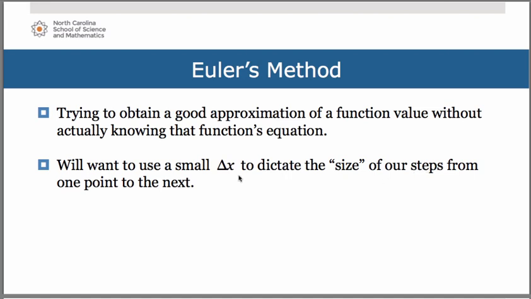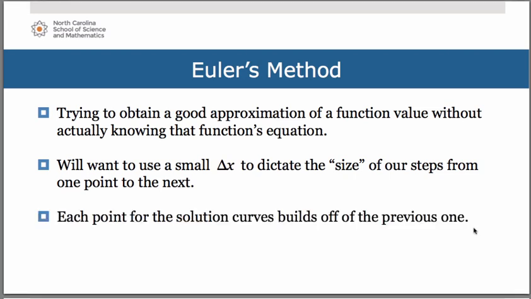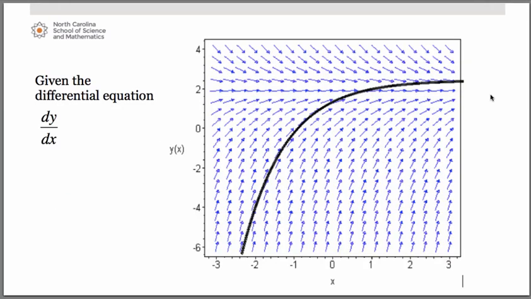Sometimes you will see this referred to in Euler's method problems as the step size, instead of actually calling it delta x. And one thing you're going to notice is that Euler's method is an iterative process, meaning each point for the solution curve builds off of the previous point. I'm going to walk you through a very graphical perspective of this first, just to give you an understanding of where Euler's method comes from and the ideas behind it.